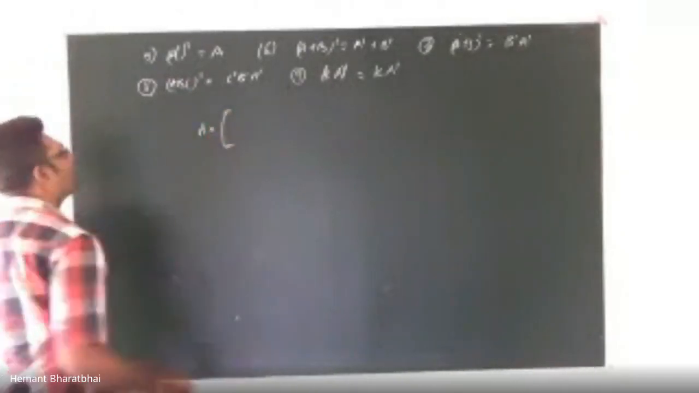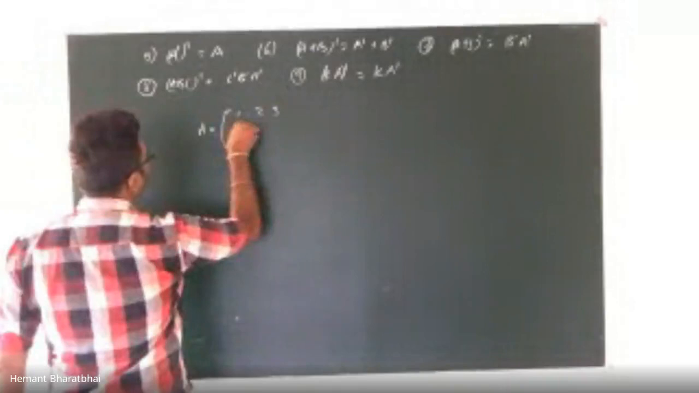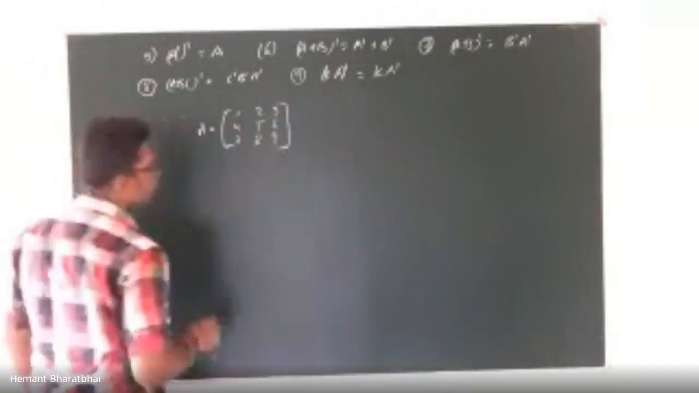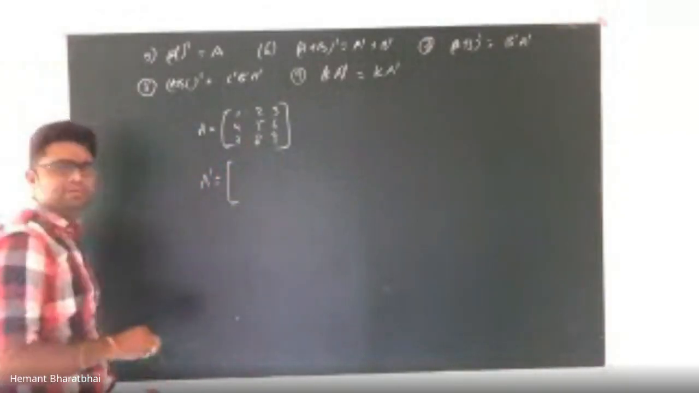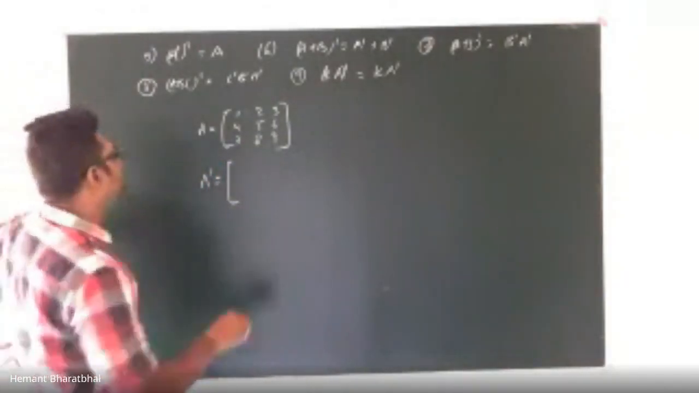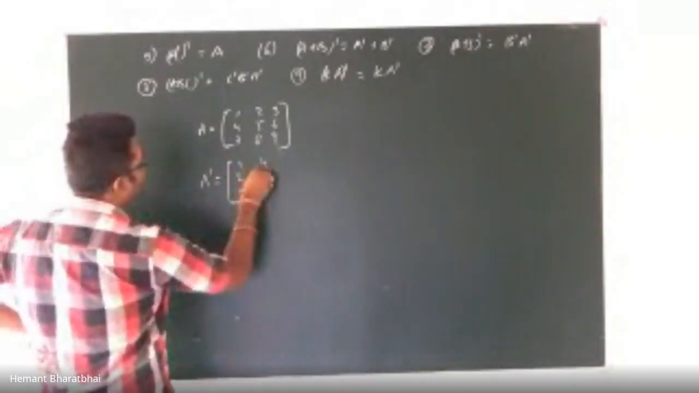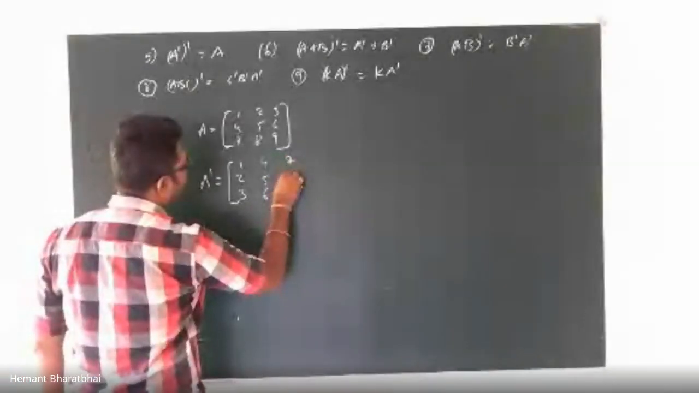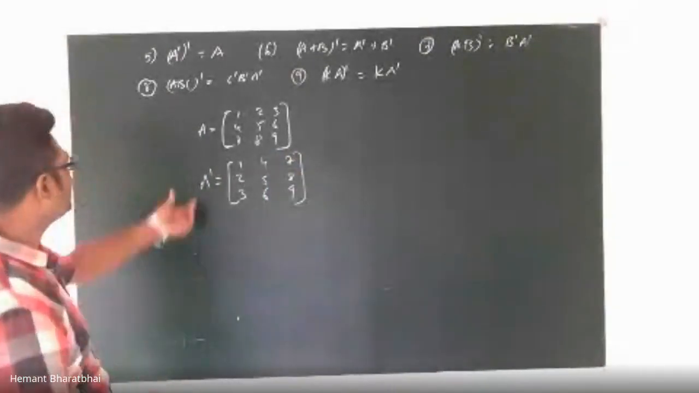So for property number 1, let me take a matrix something like this: 1, 2, 3, 4, 5, 6, 7, 8, 9. If I take the transpose of the matrix, rows will become columns, columns will become rows. So row 1, 2, 3 will become column 1, 2, 3. Row 4, 5, 6 will become column 4, 5, 6, and row 7, 8, 9 will become column 7, 8, 9. So this is my transpose.